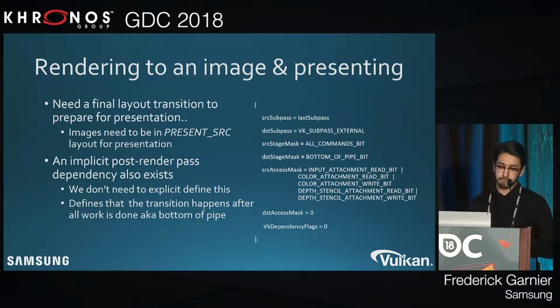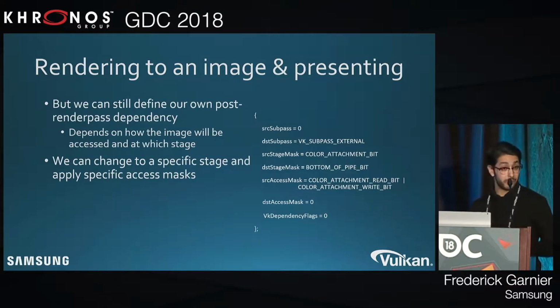And so this implicit subpass dependency is fine in terms of execution dependency, because it defines that the transition happens after all work is done, aka bottom of pipe. And since we signal a semaphore in order to present, it's the same thing as before, except this semaphore basically says to the presentation engine, hey, wait for my image to be ready before you can actually present it.